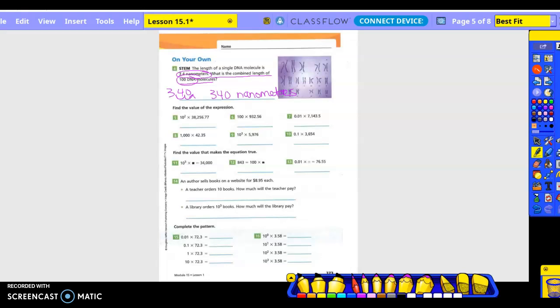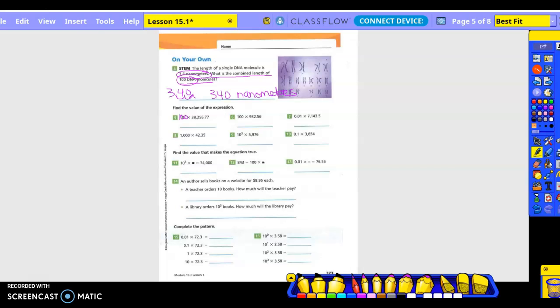Fifth grade into math, lesson 15.1, part 2. So we need to find the value of the expression. So 10 to the second power is what? 100. So I'm going to write 100 over this just to remind myself.